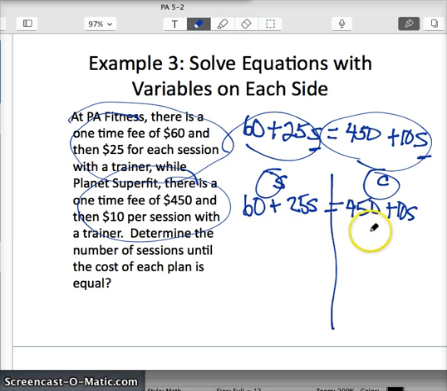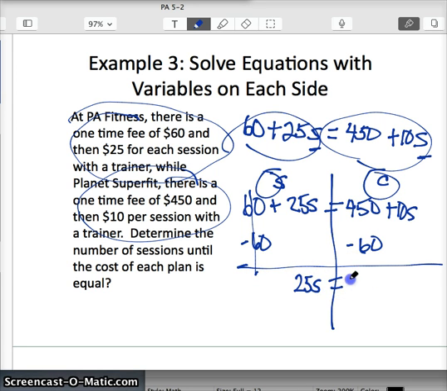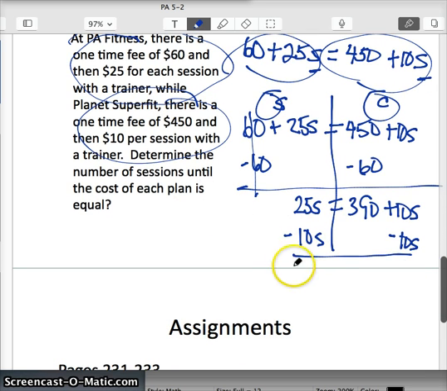Now I'm going to move what doesn't belong. Only S terms here, so the 60 has to go. That's gone. So now I have 25S is equal to 390, because that's 450 plus a negative 60, plus 10S. Finally, only constant terms here. This needs to go. So I'm going to subtract 10S from both sides. When I do that, I am left with 15S is equal to 390.